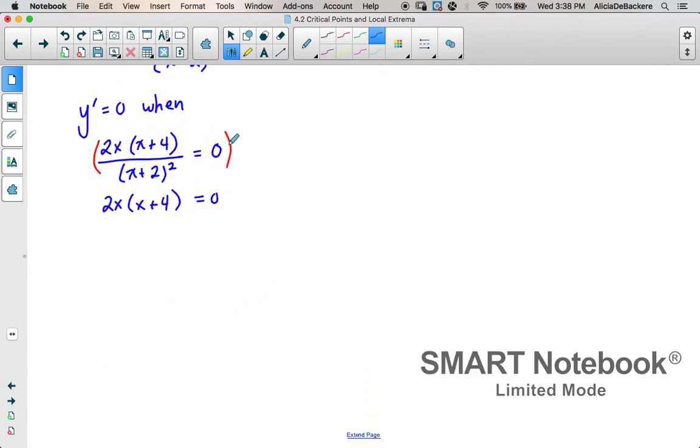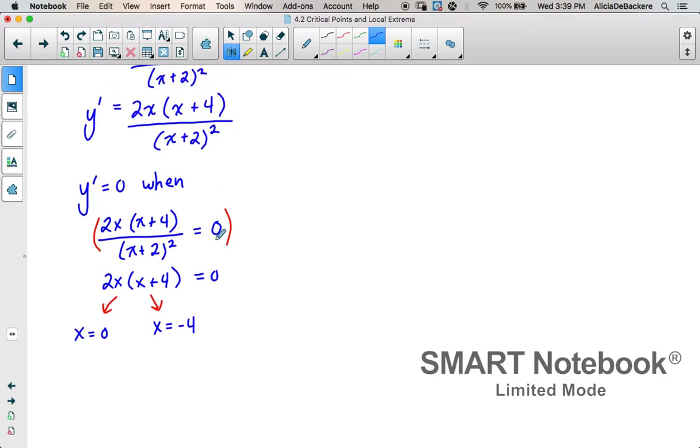Remember, when I have one fraction equals 0, I can just bring the denominator up. If it was two fractions, I can't do that. I can't just say that the two numerators equal 0. I have to come up with a common denominator first. And so now I can split this. I've got two solutions here. So two flat spots on my graph.